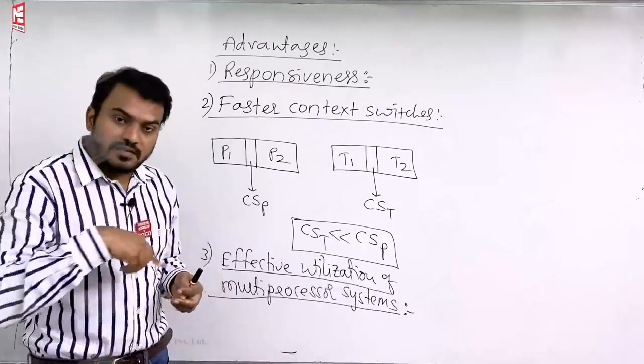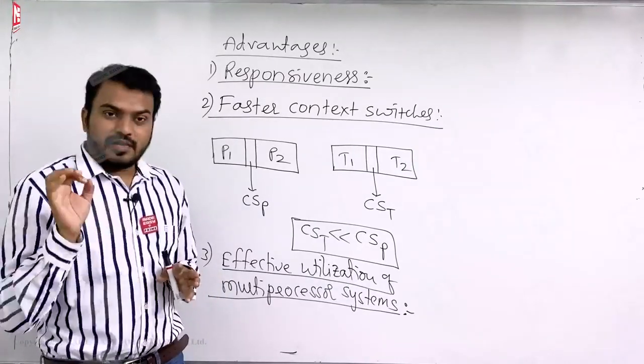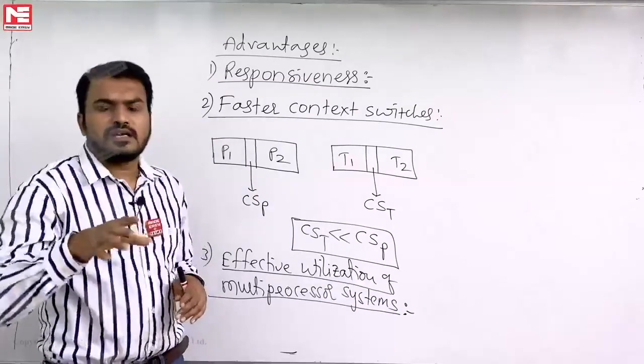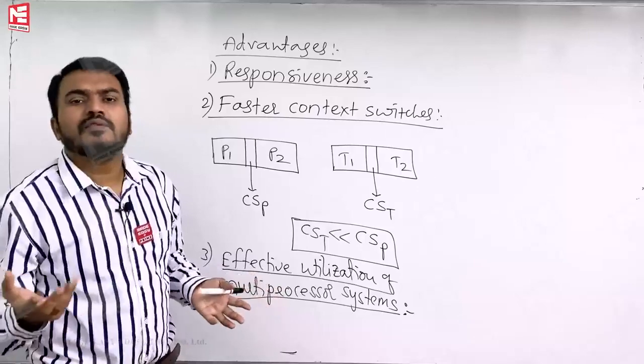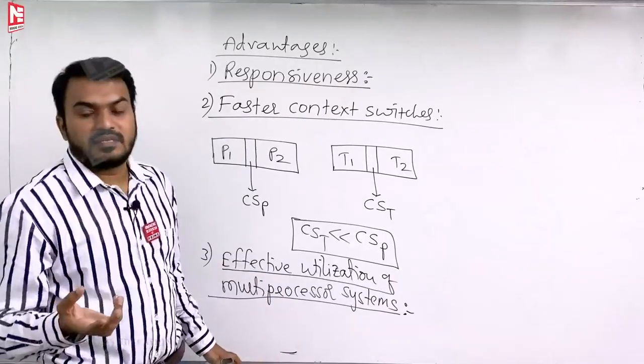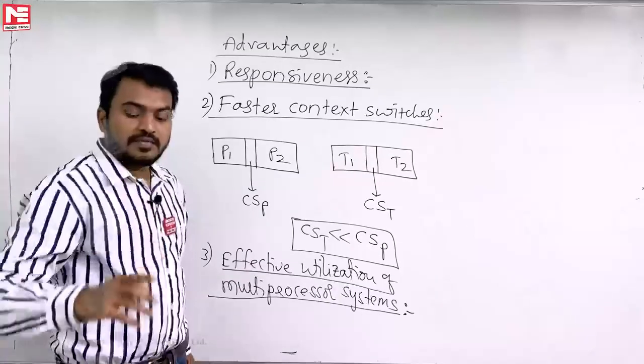I am repeating. If the process is divided into multiple threads, then different threads can be scheduled onto different processors, so that process execution will be faster. Is that clear? So it means an effective way of utilizing multiprocessor systems. Note down the statement.